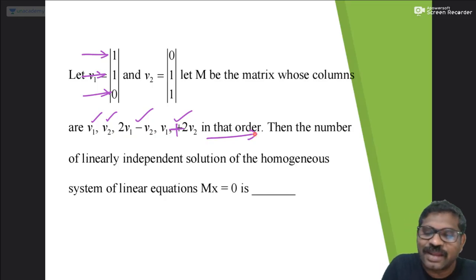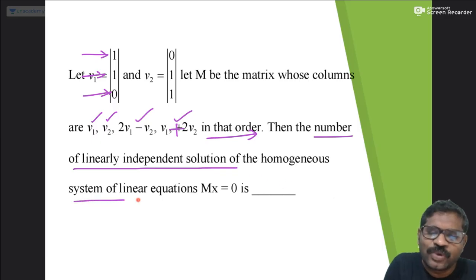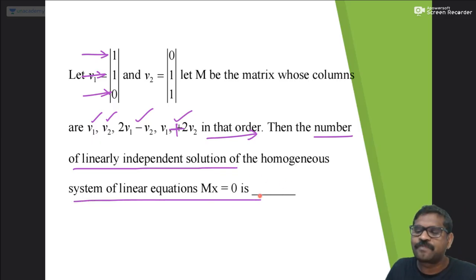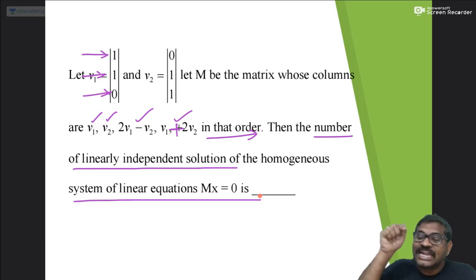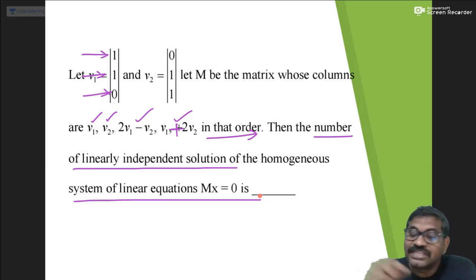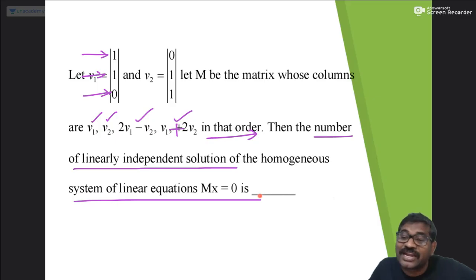Then, how many independent solutions does the homogeneous system of equations have? Yes, nullity. To calculate nullity, first you have to calculate rank. How to get rank? Tell me now. Apply the concept. Directly within 1 second you can answer. Rank 1?